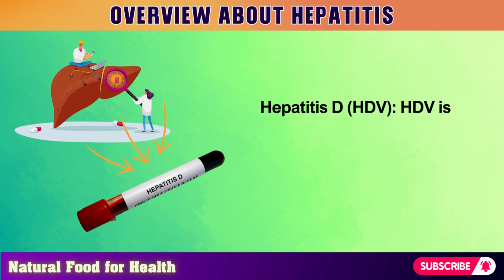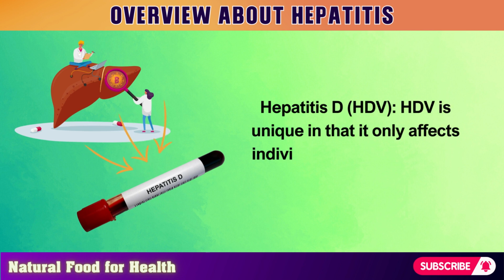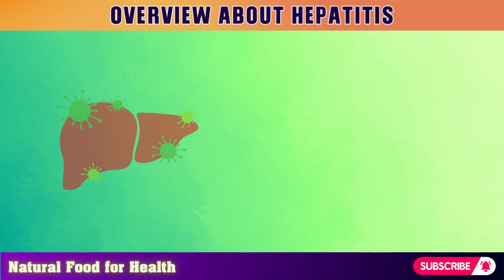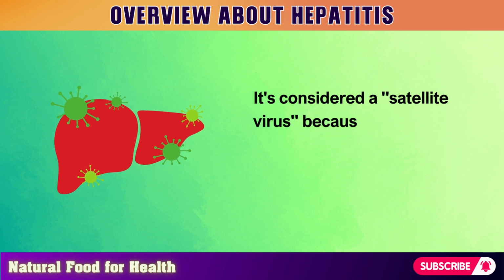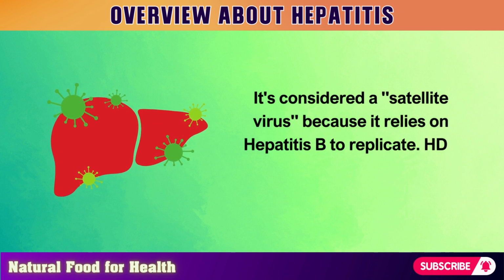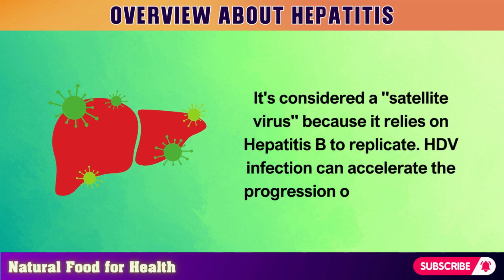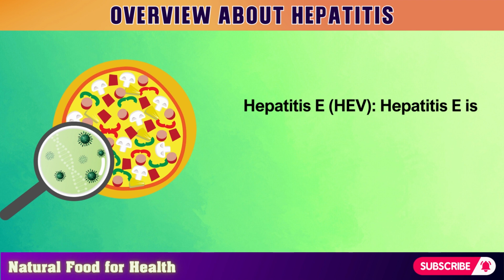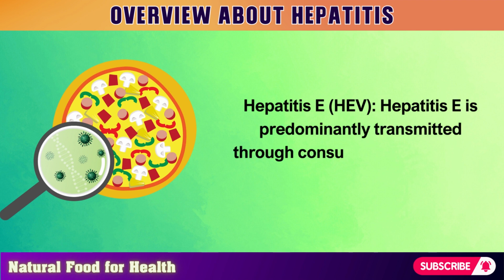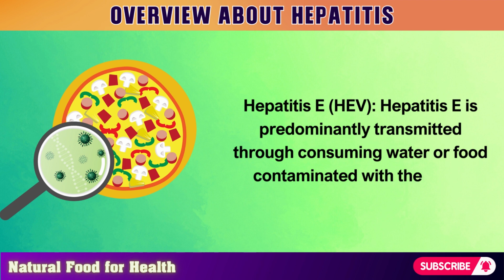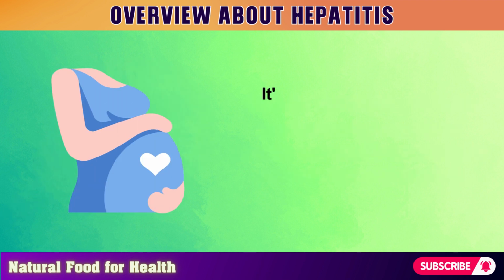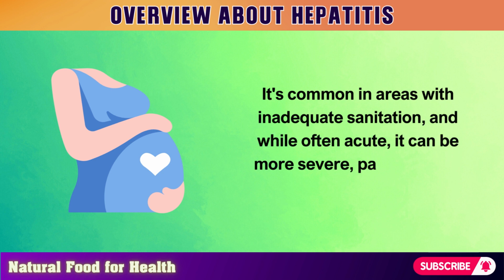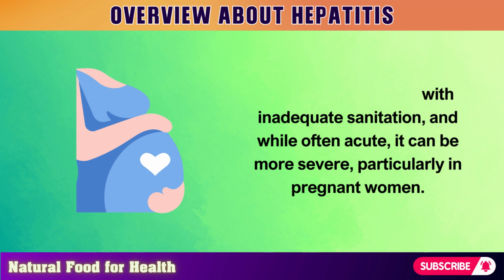Hepatitis D, HDV. HDV is unique in that it only affects individuals who are already infected with hepatitis B. It's considered a satellite virus because it relies on hepatitis B to replicate. HDV infection can accelerate the progression of liver disease. Hepatitis E, HEV. Hepatitis E is predominantly transmitted through consuming water or food contaminated with the virus. It's common in areas with inadequate sanitation, and while often acute, it can be more severe, particularly in pregnant women.